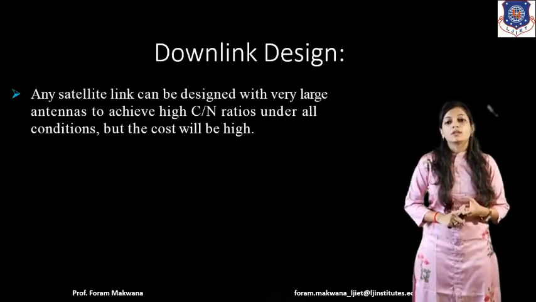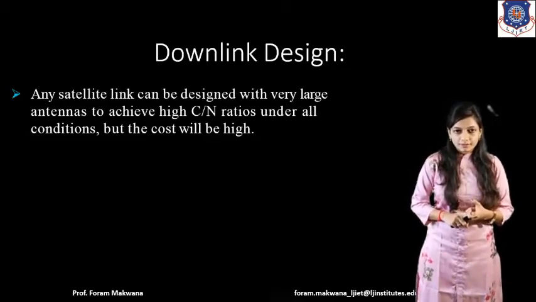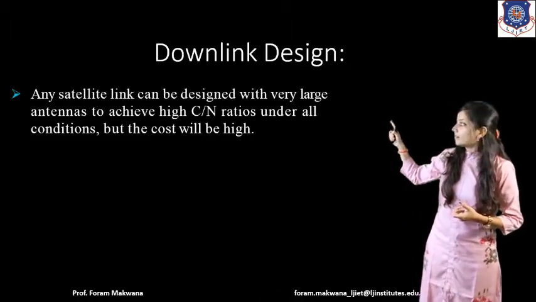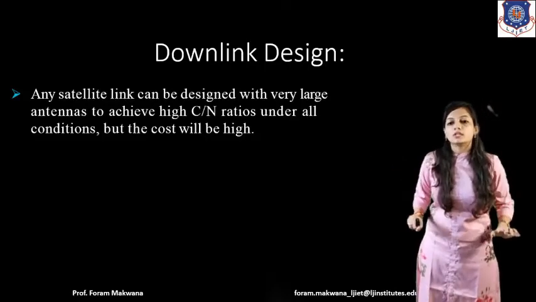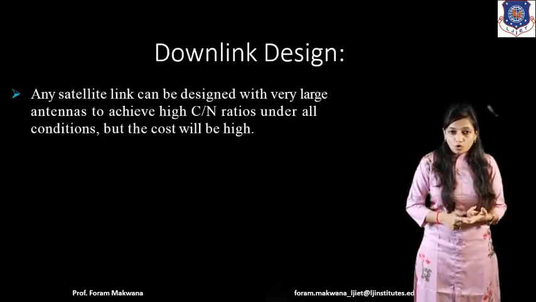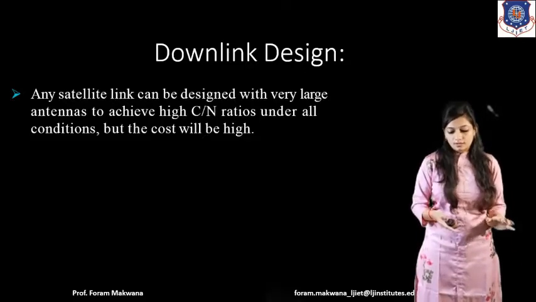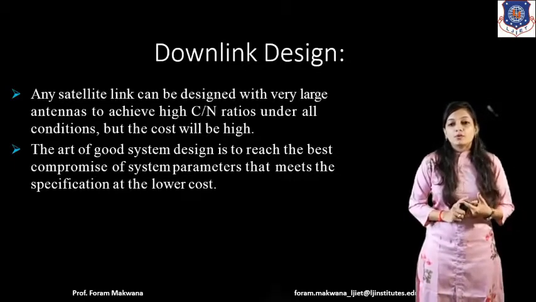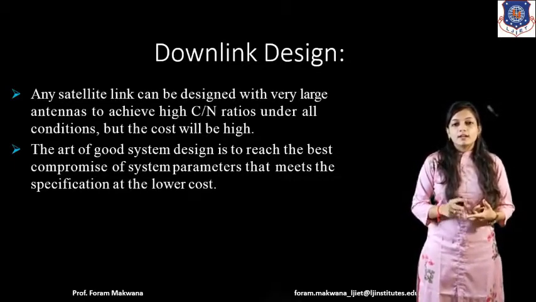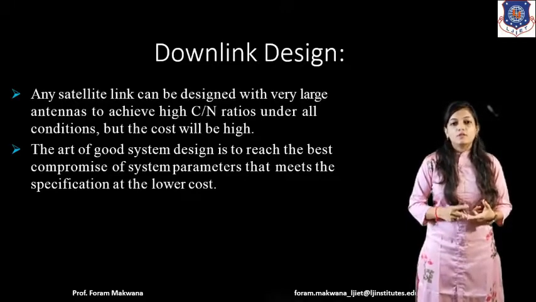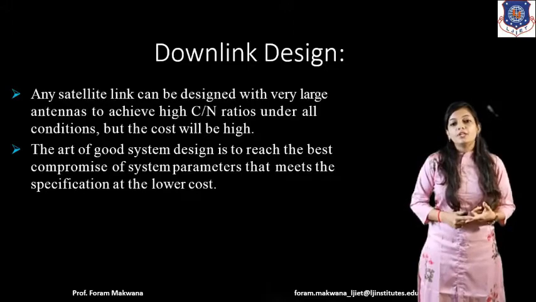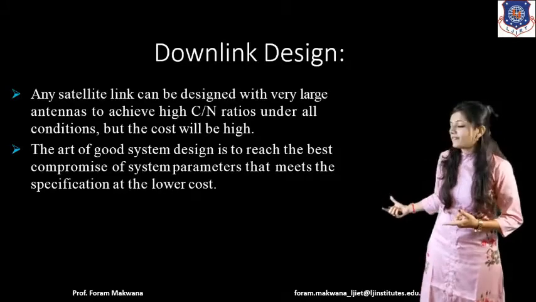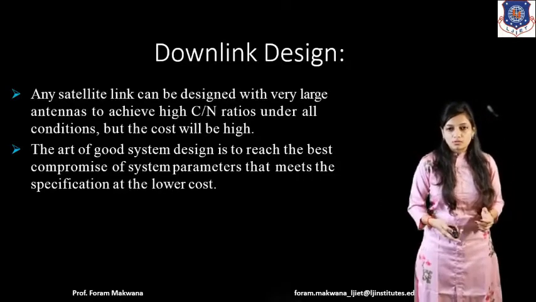In the downlink design, what are the different parameters that we are going to consider? Our first objective is to achieve a higher carrier to noise ratio under all conditions, in terms of loss, in terms of cost as well, right? So when we design a link budget for downlink, we need to reach the best compromise of system parameters that meets a specific requirement at minimum cost.